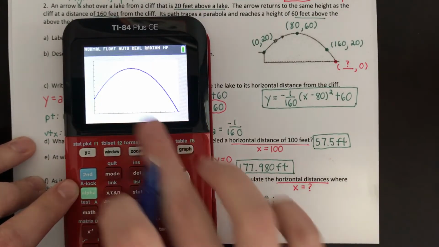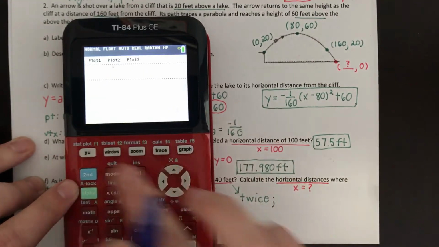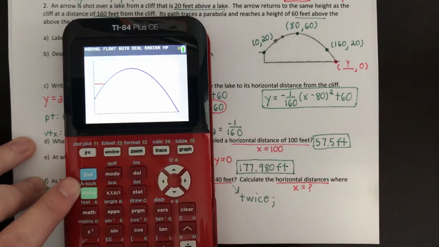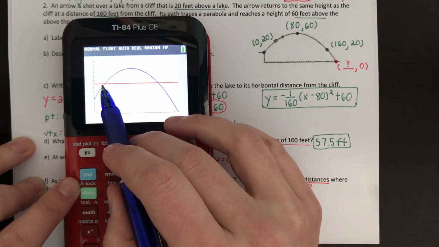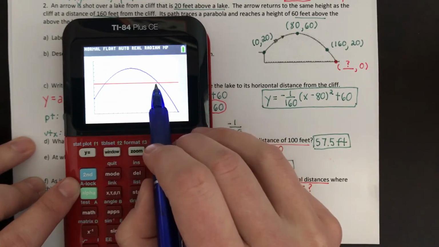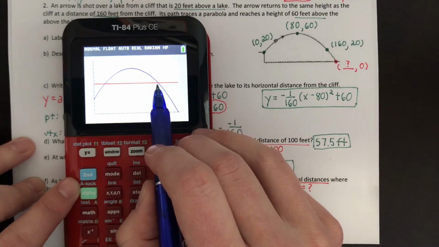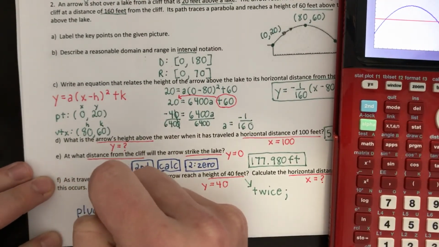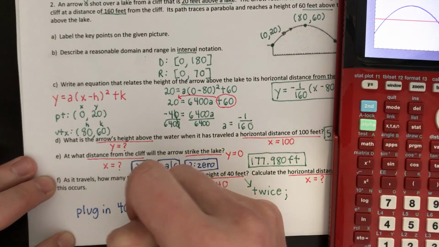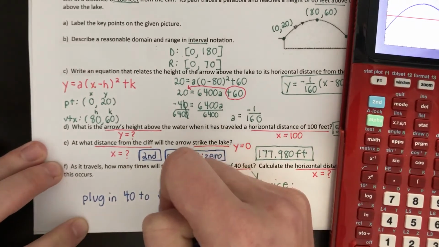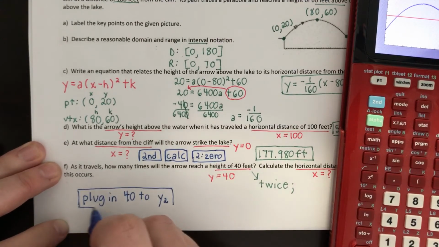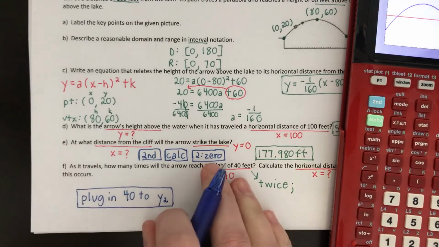All right, we want to know when the height is 40, so go to the y. We want a height of 40. Look at that. So there's where my height is 40, and there's where my arrow reaches a height of 40. So in the calculator, you will plug in 40 to y2. So that's your first part. Plug in 40 to y2.